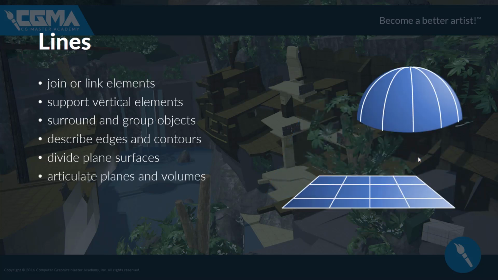Lines can also help to articulate planes and volumes. So not necessarily the outlines of them, but along the surfaces of the plane or the volume, you're able to have lines that help to describe what that difficult shape is.